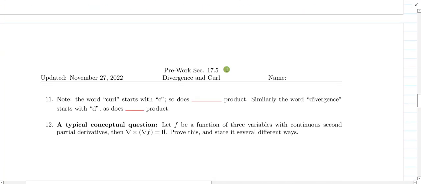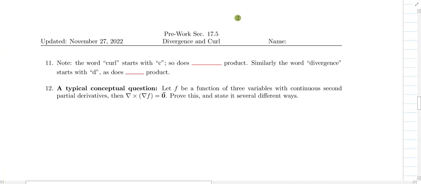Okay, the last thing I want to say is sort of a mnemonic for remembering everything that we've done. So the curl, which we've written as del cross f, that's how we've written the curl. The word curl starts with a C, so does the cross product. Similarly, the word divergence, which we've written in our del notation as del dot f, starts with the letter D, and so does the dot product.